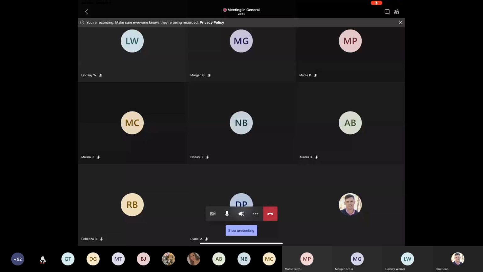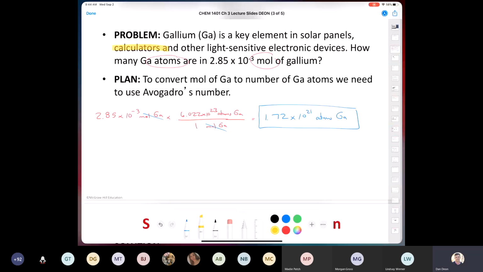Okay. Can everybody see my slide with gallium on it now?